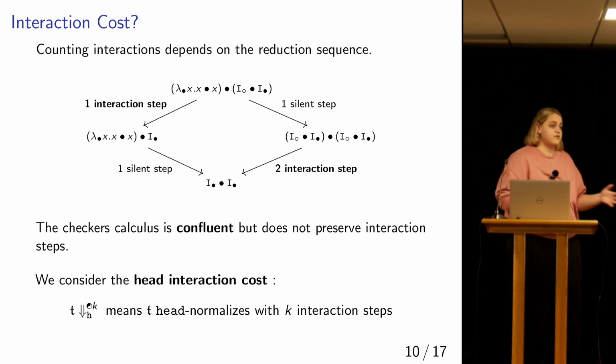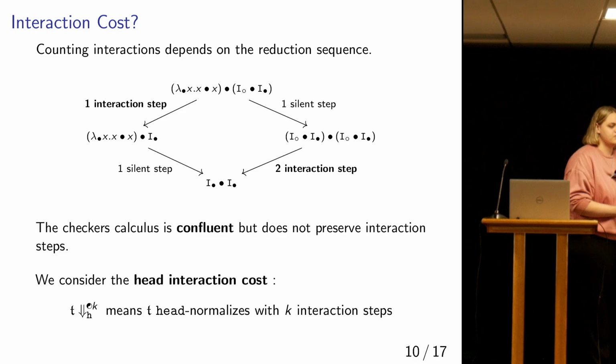So this calculus is confluent. We can always get the same result, but we will not preserve interaction steps for all the calculus.